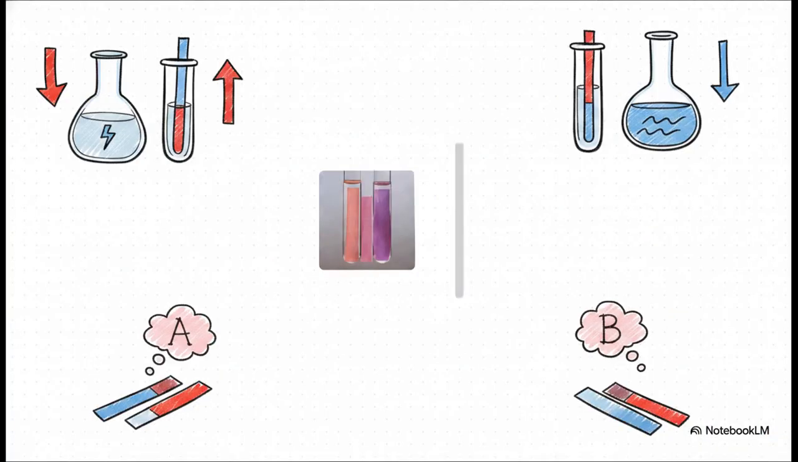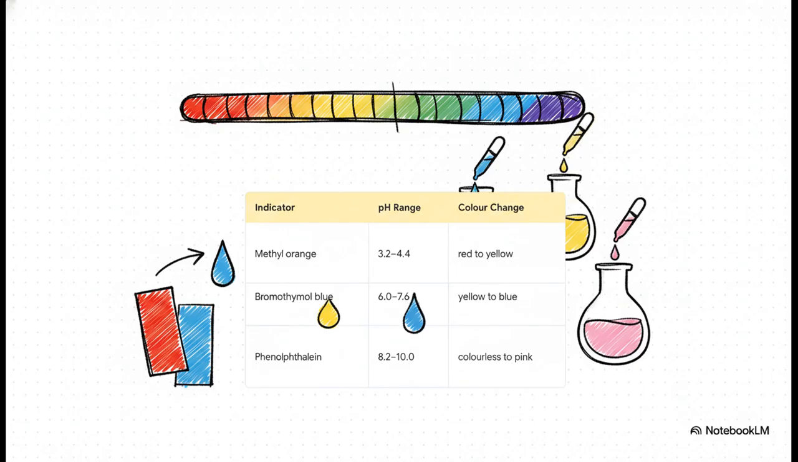Litmus paper usually comes in little red and blue strips. If you dip it into an acidic solution, the blue litmus paper turns red. If you've got a basic solution, the red litmus paper turns blue. Neutral solution, neither paper changes color. So just remember the mnemonic. Blue to red means acid, red to blue means base. But here's the catch. Litmus paper only tells you if something is an acid or a base. It totally leaves you guessing on the specific pH number.